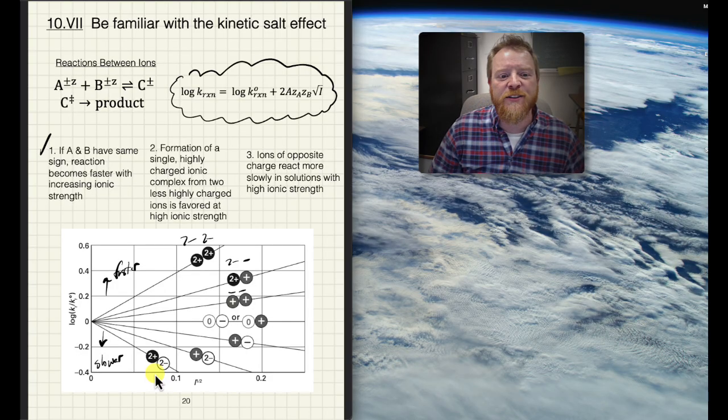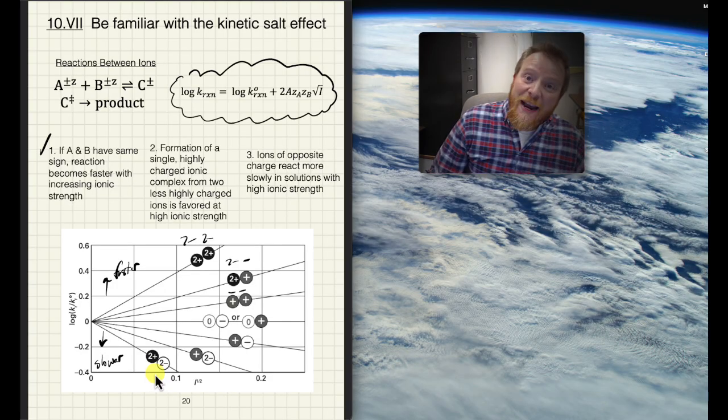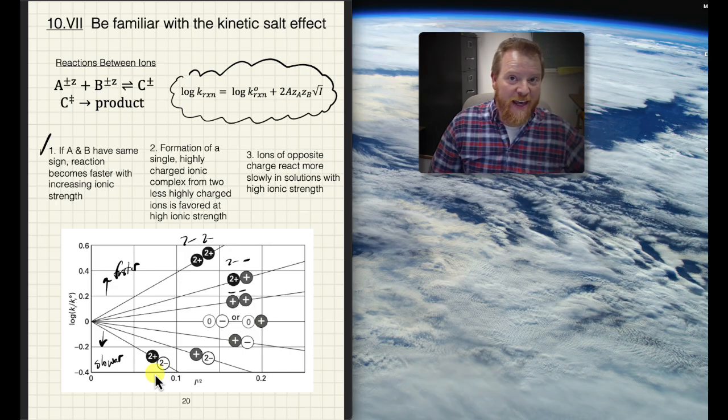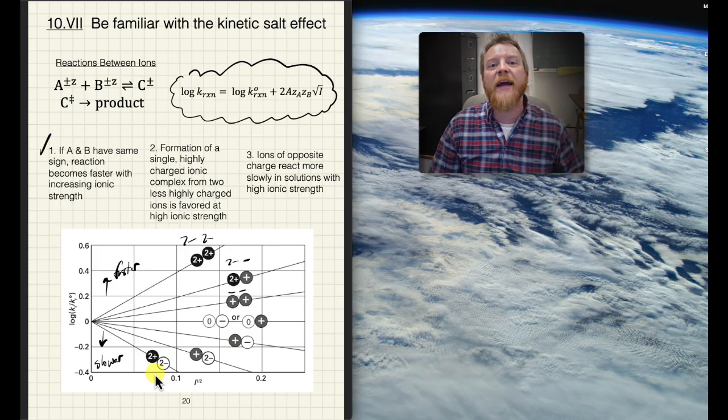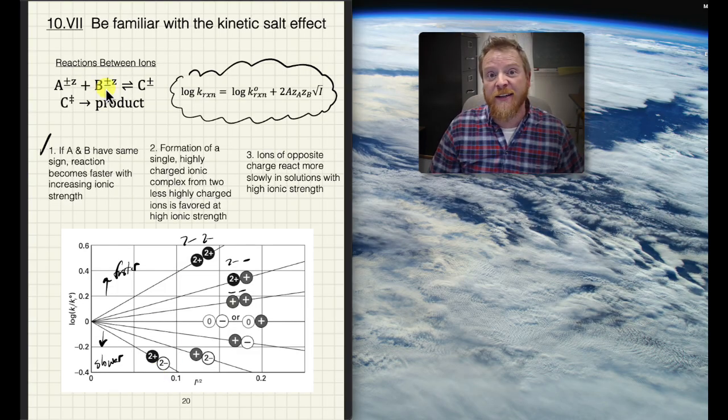And part of that is due to the attraction those ions have with the spectator ions not present in the reaction, right? Those spectator ions are going to have an influence on these reactants as ionic strength is increased.